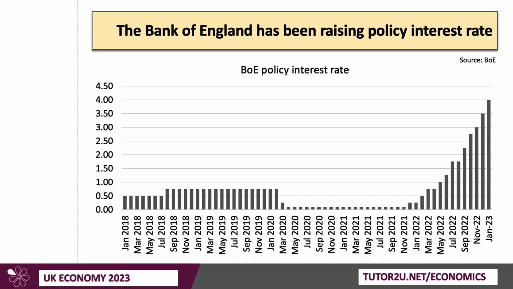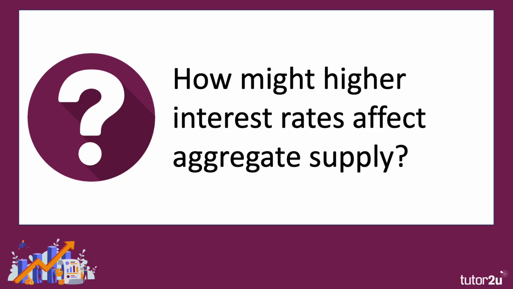And this chart shows the path of UK's policy interest rates from January 2018 all the way through the pandemic, when they were cut to 0.1%, right the way through to January 2023, where base rates at the time of this recording were 4%. There have been 10 successive increases in the base rate as the Bank of England has tightened monetary policy. So how might higher interest rates affect aggregate supply?